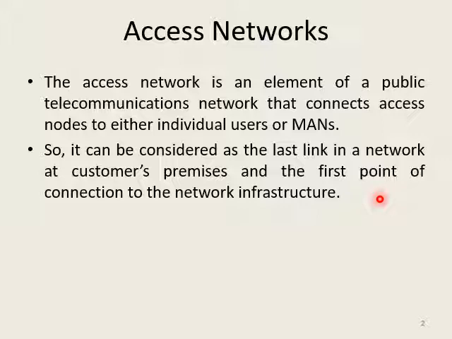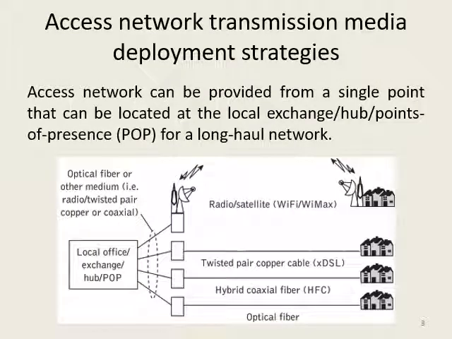Generally, the access network is just a link to the customer's premise or to the network infrastructure, where it is useful for users to access the different nodes, or different connections can be established with the help of the access network. So if I take the access network, how exactly is this transmission going to be deployed with respect to optical fiber? There are a few strategies which we need to understand for how this access network transmission deployment can happen.